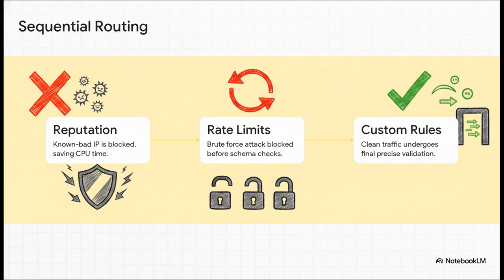In step 1, a known bad IP from a botnet hits that reputation layer and is dropped immediately. That saves massive amounts of CPU time because it never even triggers those expensive signature checks we talked about. In step 2, a brute force attack triggers the rate limits and gets blocked, meaning it never reaches the API schema validation layer. Finally, in step 3, only the clean, surviving traffic hits your custom rules for that final, precise validation. Blocking things at an earlier, cheaper layer is exactly what prevents the request from bogging down the expensive, heavy lifting layers.